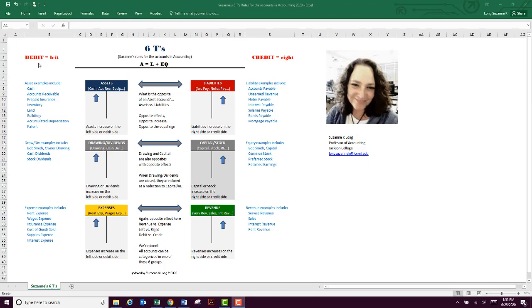So that's a little bit about the 6 T's and how to use this sheet. I really recommend that you print it and you just have it out in front of you while you're working on the class. If you're working on your accounting class, you've got this out in front of you. It's kind of like a map or a guide. Like you're using Google Maps on your phone to figure out where you're going. It's the same kind of thing. This will help you get to where you're going.